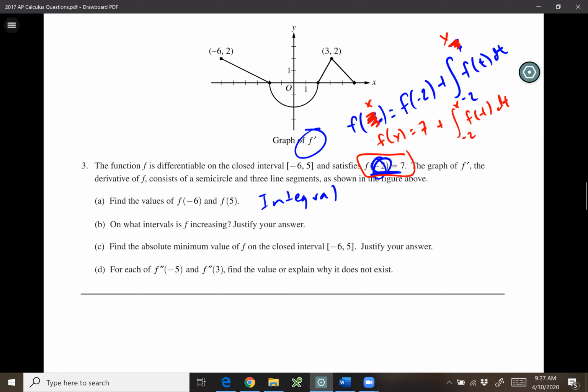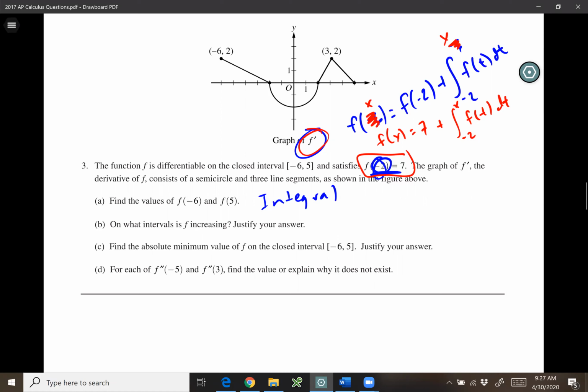Okay. When is F increasing? You have a graph of F prime, right? It should be really easy. It's increasing when it's positive. Find the absolute minimum, right? We've done that. Look for the zeros, make a table. If you want to justify by taking some of those things out, you can.